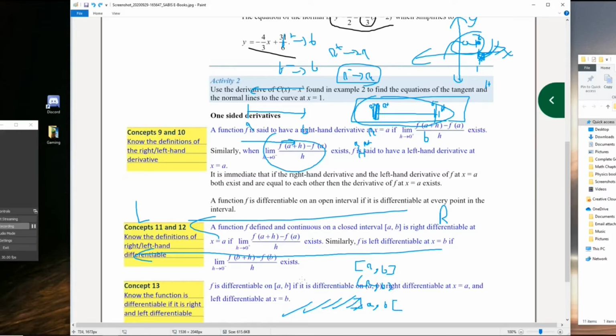I think I explained everything. Just one last thing: when you're discussing differentiability in [A, B], you only care about from A to B, right? You don't care about anything behind A or anything in front of B. Because of that, you discuss right differentiability at A and left differentiability at B. And let me check: right differentiable at A, left differentiable at B.